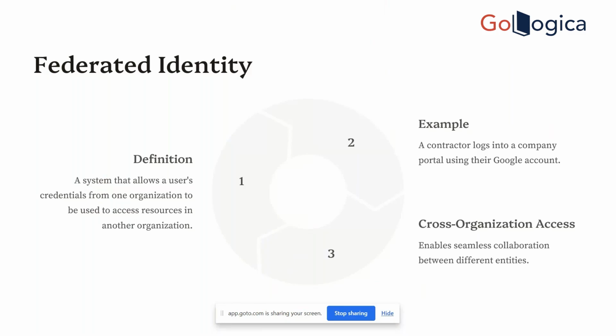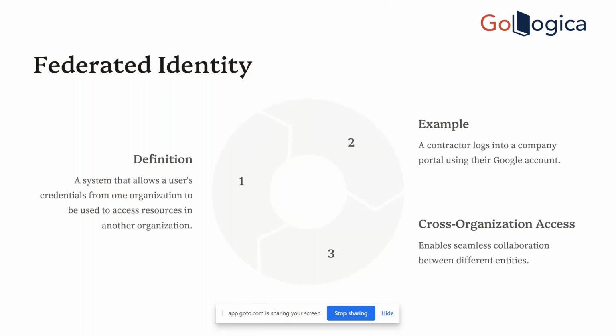Identity moves from one domain to the other domain, and the user has accessibility on that side, like a contractor logging into a company portal using their Google account. The contractor has certain kinds of boundaries and is working with multiple organizations. So he can enter, and we give some privilege to him. He enters an organization with his Google account. That's why we call it a federated identity.